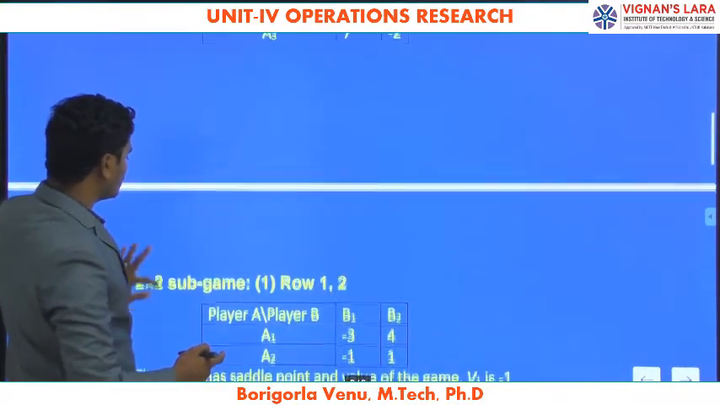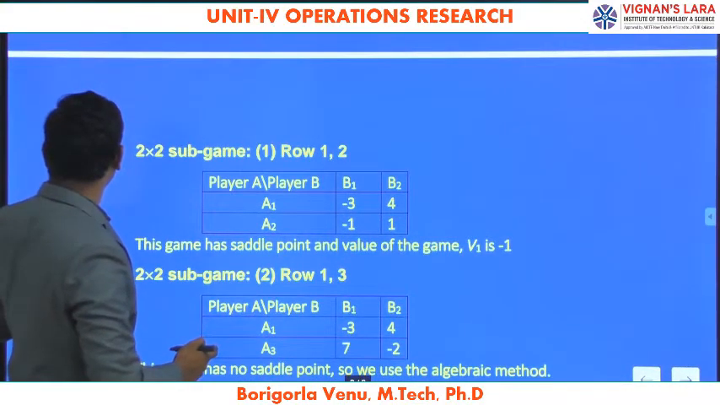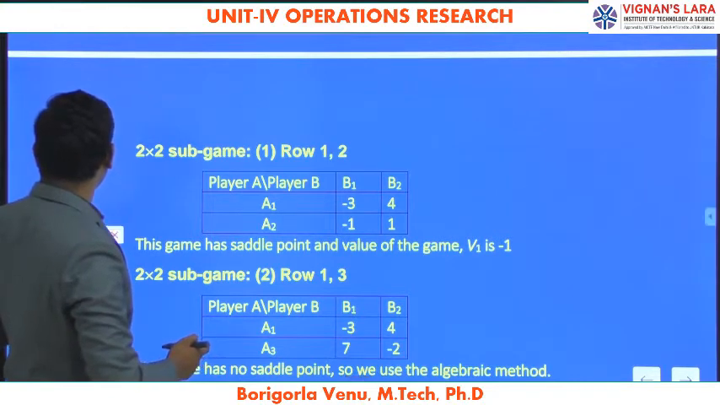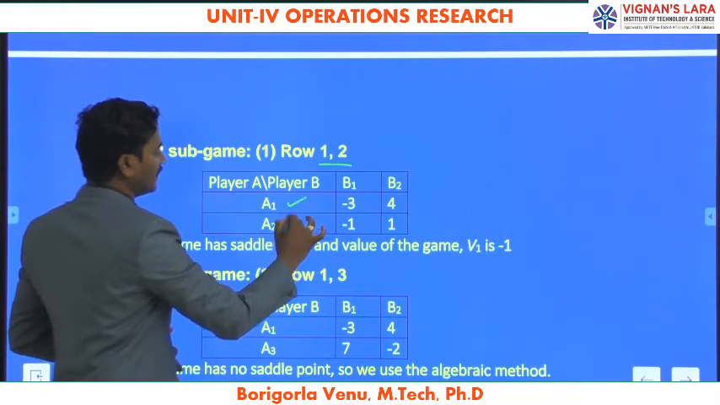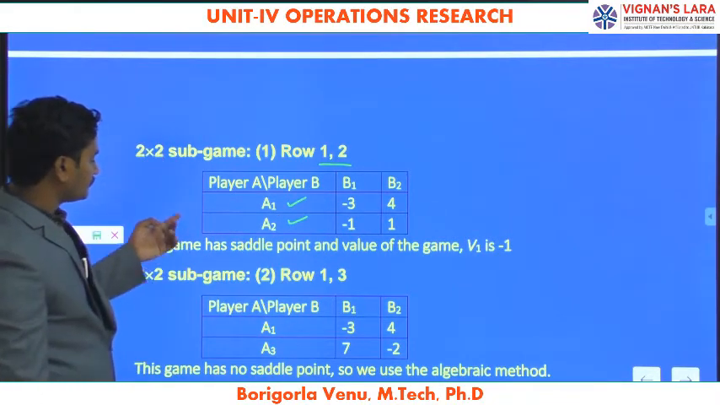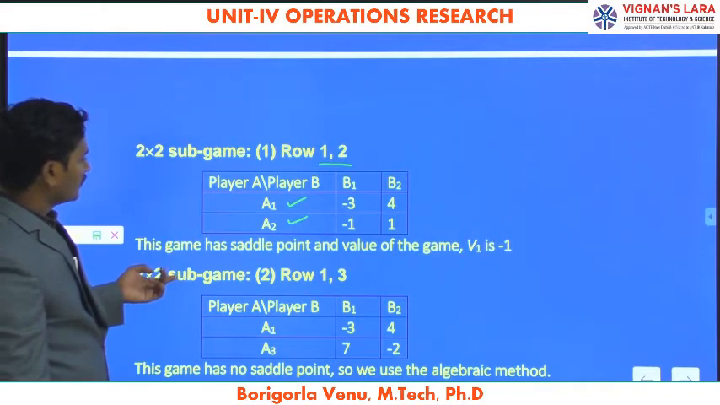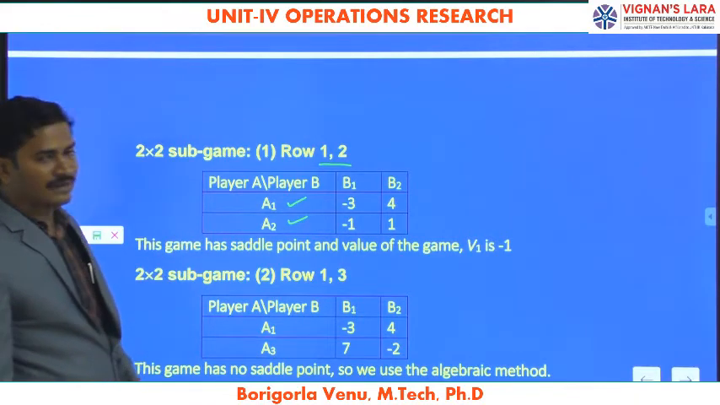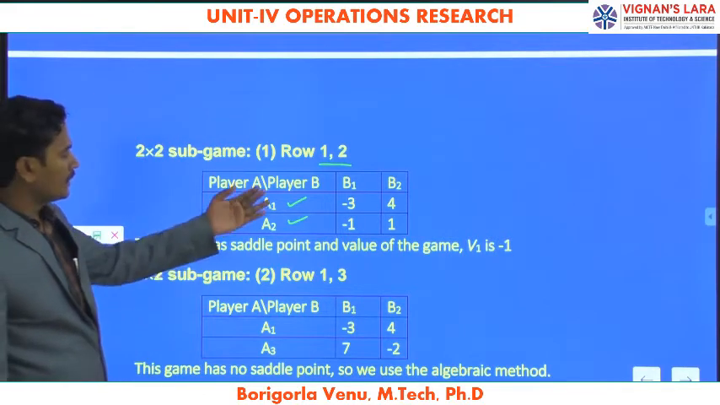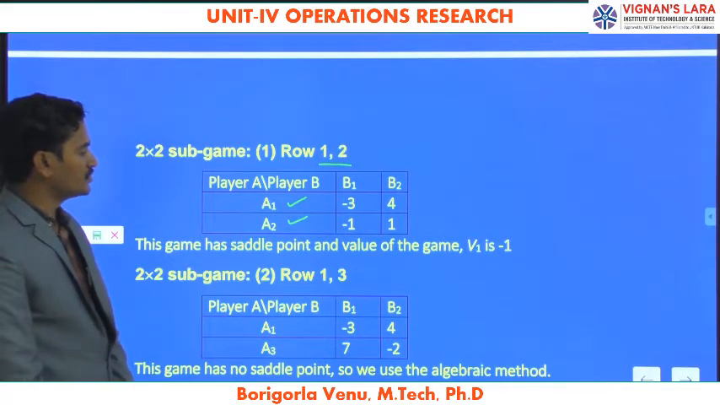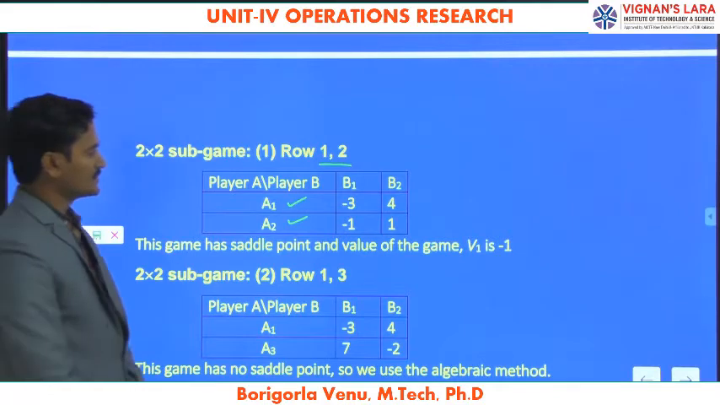Here first I have taken row 1 and row 2, and from these I am going to calculate. Thereafter I am going to choose other rows. First I am choosing row 1 and row 2, that is A1 and A2. From this I am going to calculate the value of the game. How do we find the value of the game? We find it by choosing the row minimum and column maximum.